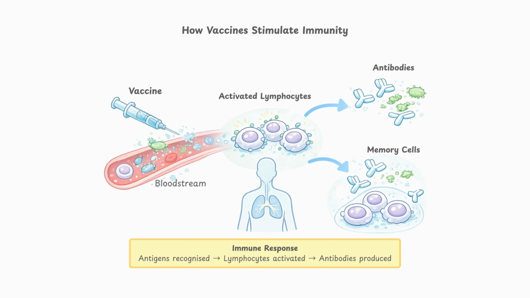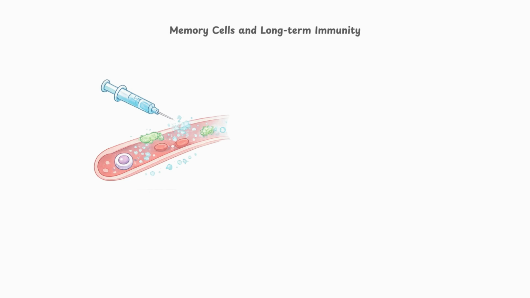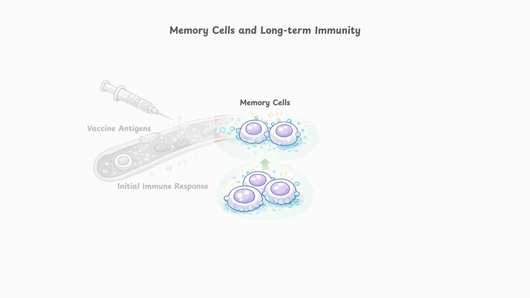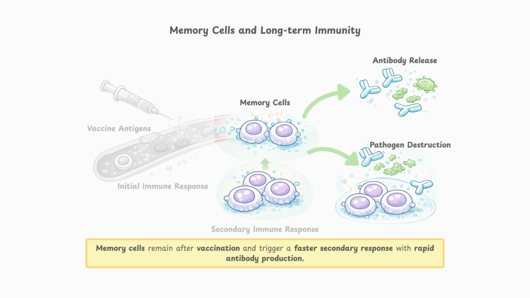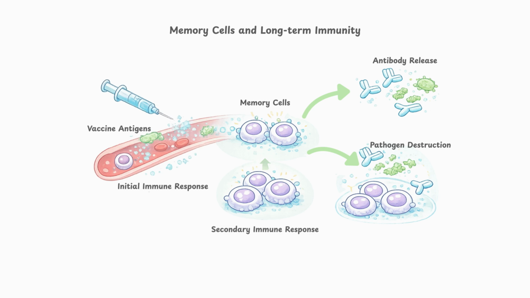The real advantage of vaccination becomes clear when the body encounters the same pathogen again in the future. Memory cells recognize the pathogen almost immediately and trigger a rapid secondary immune response. Large amounts of antibodies are produced very quickly, often before symptoms have a chance to develop. As a result, the pathogen is destroyed before it can cause illness. This means the individual is immune to that disease. This long-term protection is the main purpose of vaccination.